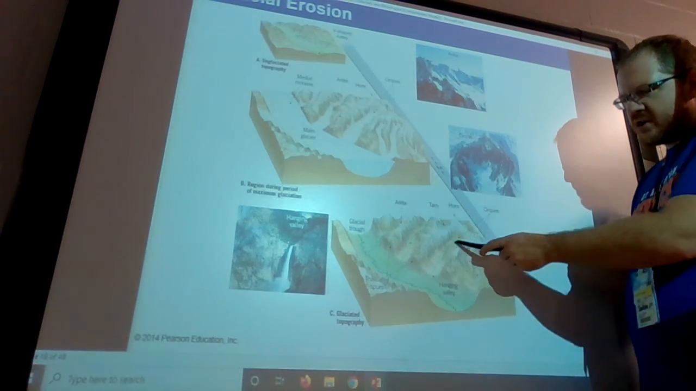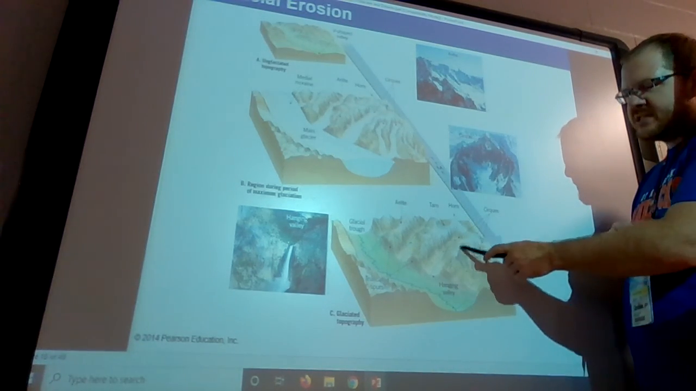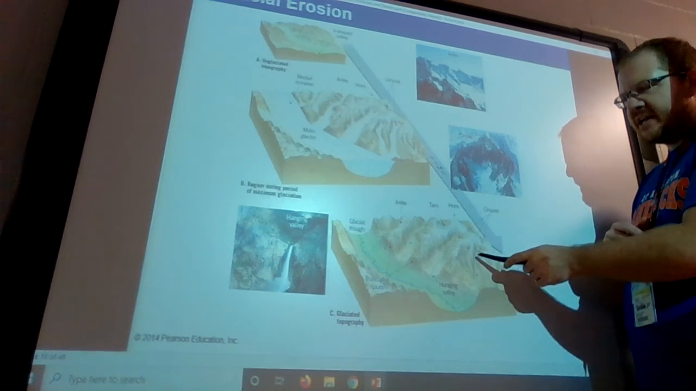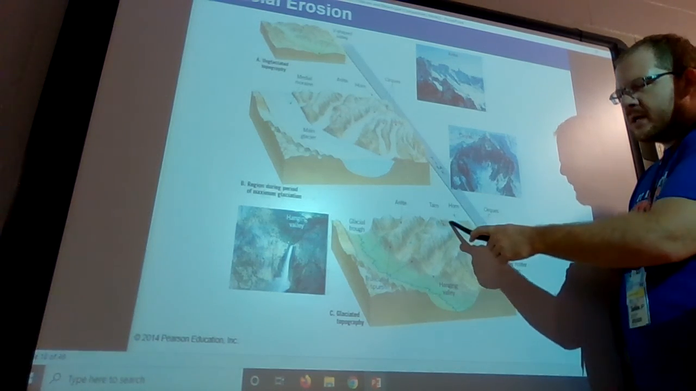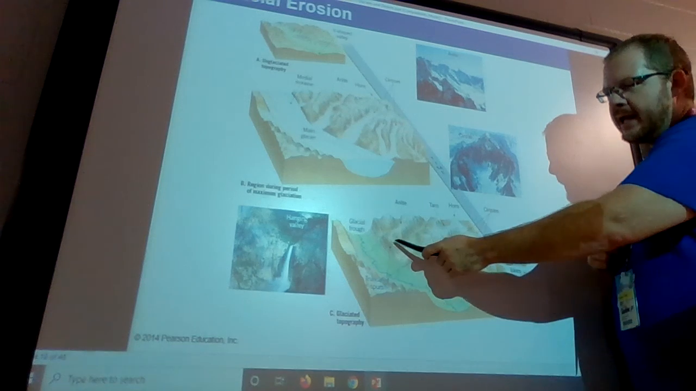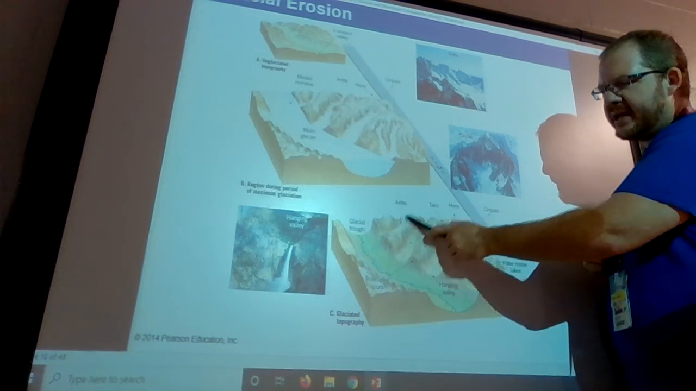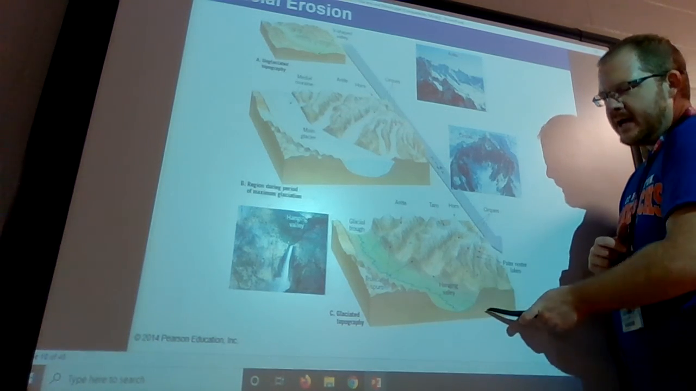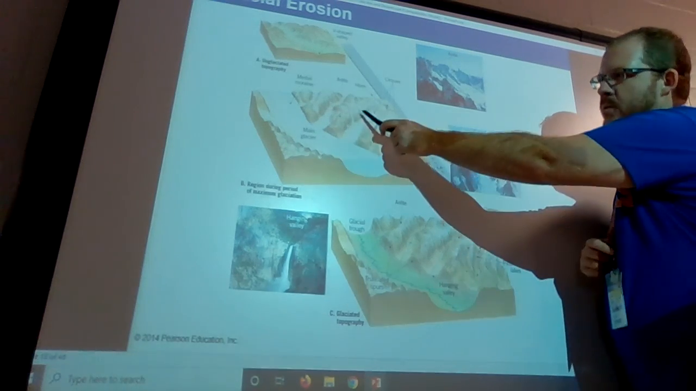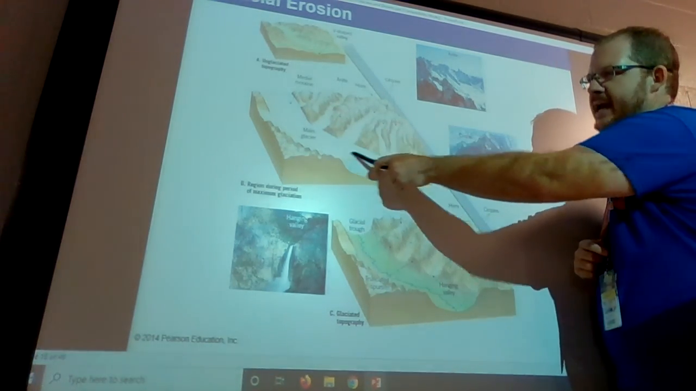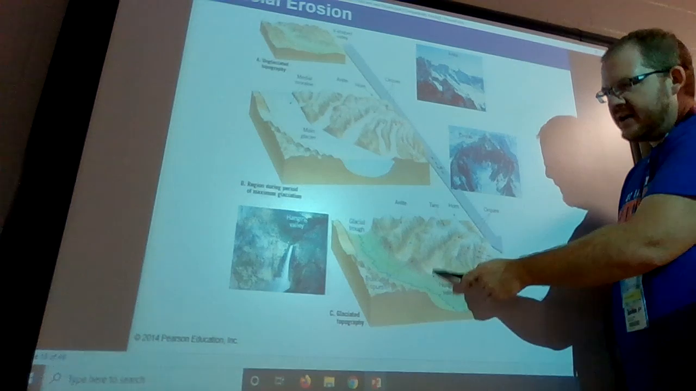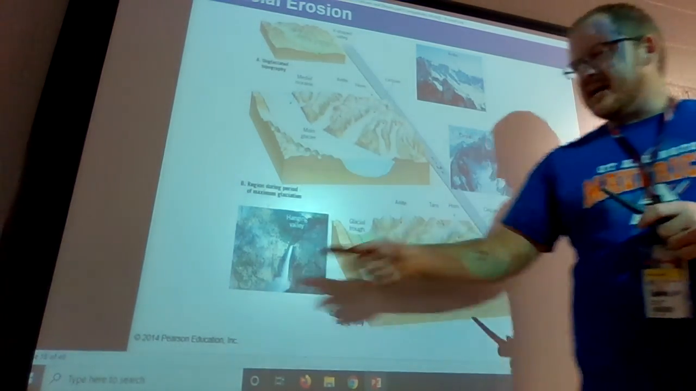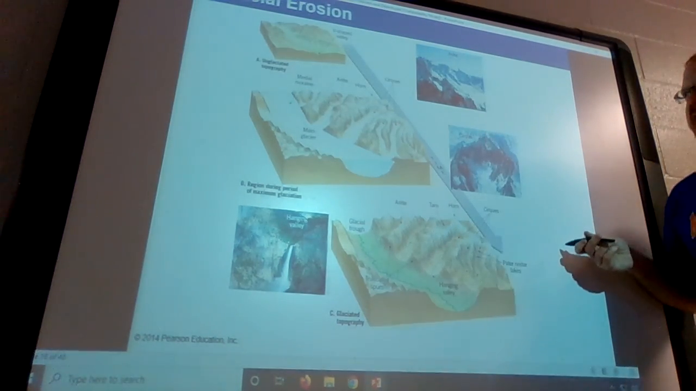You have your cirques up top, these circular depressions at the beginning or the head of the glacier. We have a horn, a mountain peak that's been formed here, an arête, a very sharp ridge that's been formed along here. And this is a hanging valley where this smaller glacier led into the main glacier, and it now has a drop-off that has a nice waterfall from the melted glacial water.